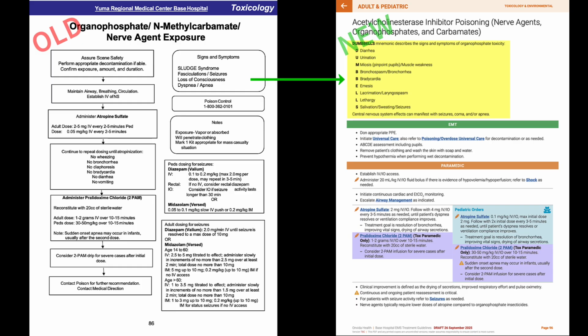This stands for diarrhea, urination, miosis, which is tight constricted pupils, muscle weakness, bronchospasm and bronchorrhea, bradycardia, emesis, lacrimation and laryngospasm, lethargy, and then finally salivation, sweating, and seizures. This covers both muscarinic and nicotinic symptoms, and it's a small but meaningful update to modernize provider education.